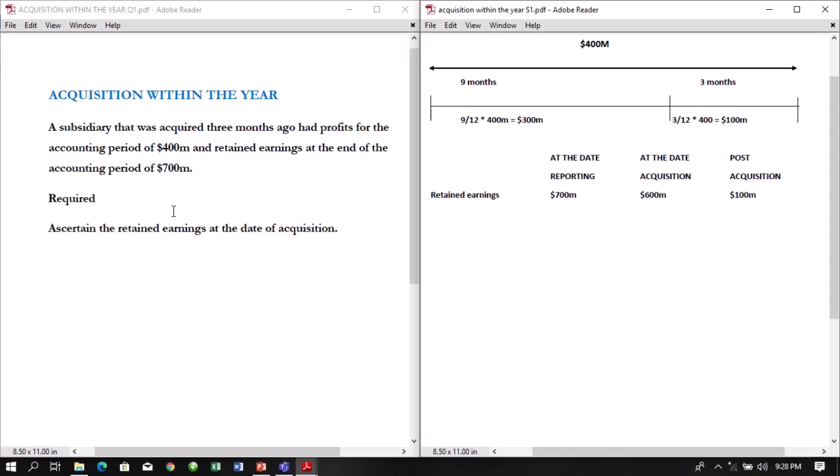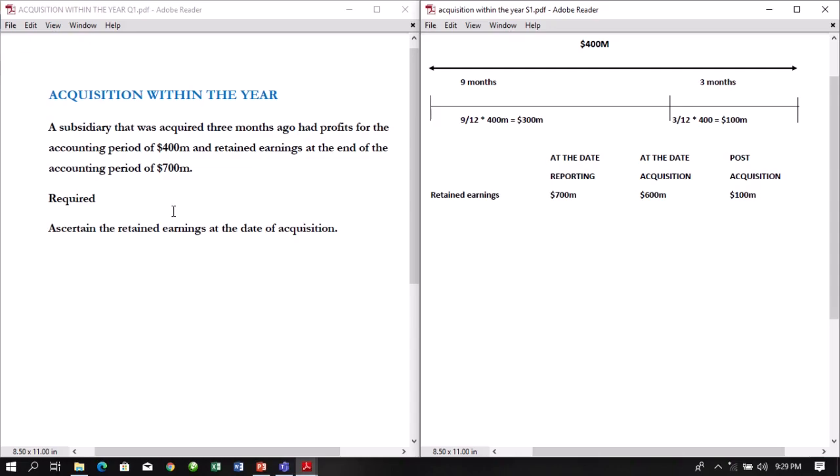Now, all the knowledge of basic group accounting, everything we've learned so far, remains in place. But the major thing that we need to understand when we have acquisition within the year majorly deals with the way we account for our retained earnings. Because if I acquire a subsidiary within the year, say 6 months ago, it means that any profit or any loss generated by that company from 6 months ago will be what I will refer to as my post-acquisition profit.